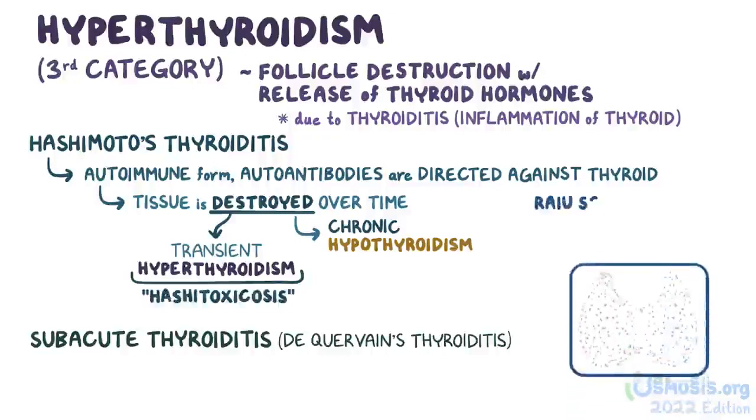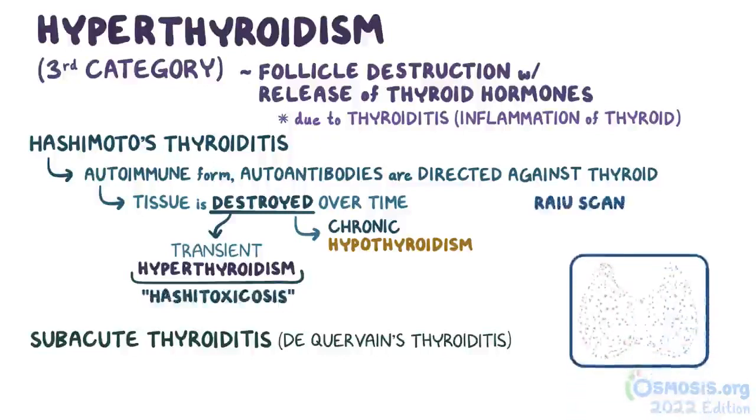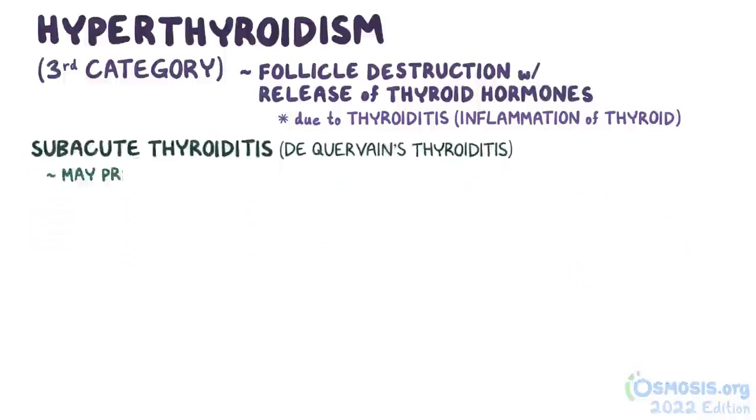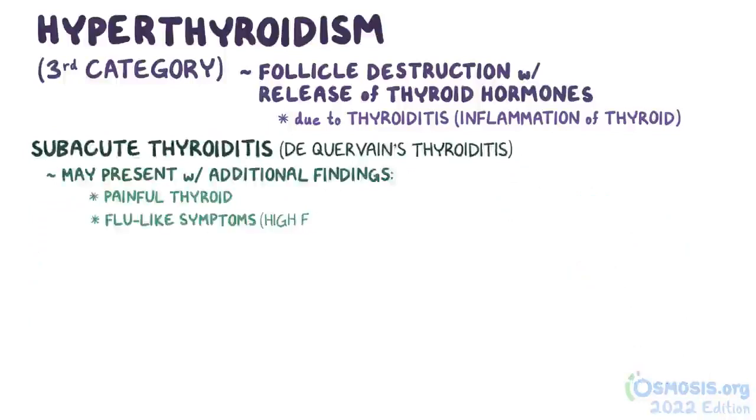On an RAIU scan, both Hashimoto's and subacute thyroiditis will present with a near-absent radioiodine uptake, meaning less than a healthy person would have, and translating as a pale thyroid. Subacute thyroiditis may also present with additional clinical findings, like a painful thyroid, as well as flu-like symptoms like high fever and muscle aches, which are not usually seen in Hashimoto's.